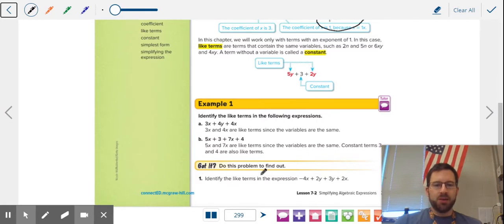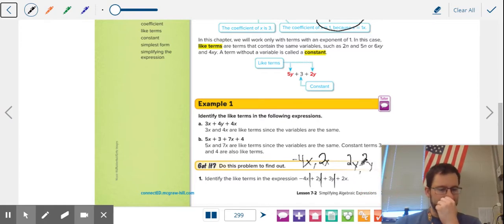First up, down here, we're going to identify like terms in the expression. So you're looking for things that have the same variable. In this case, you always include the sign before it. So I like to just kind of draw lines after each term. That helps me to see what's what. So this is negative 4x. Any other x's out there? Yep, there's a positive 2x. They're like. Next, I see a positive 2y is like a positive 3y.